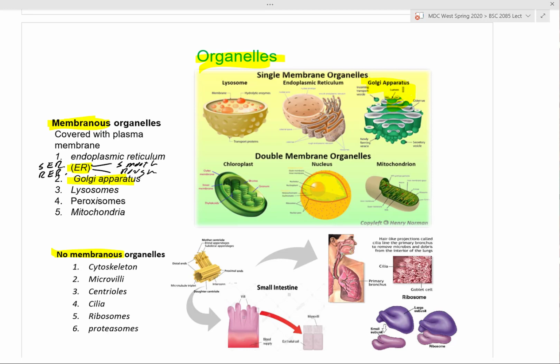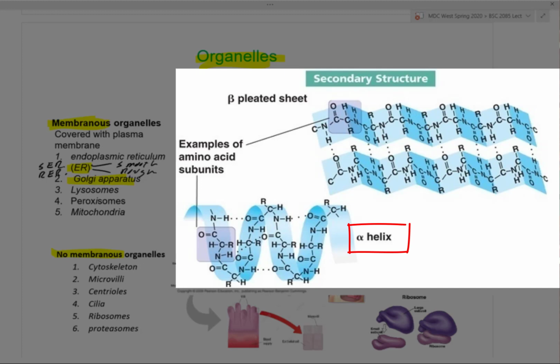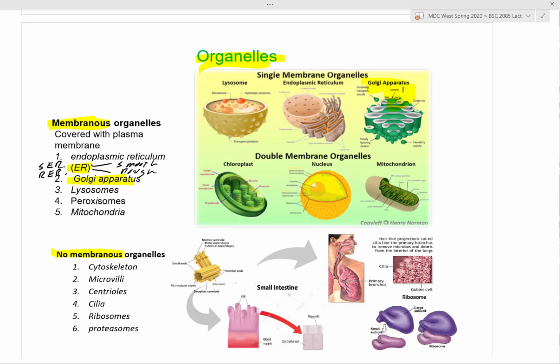So the Golgi is the one that's going to get this rough protein product and put it together to make sense of what it is. In other words, to make a structure like a shoe, a structure like a line, a structure like an alpha helix, a spiral, a structure like a beta pleated sheet, so just a folded paper. So those are the structures. That's what the Golgi is going to do.